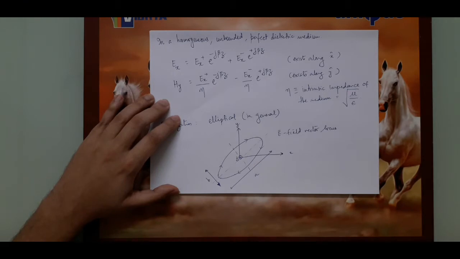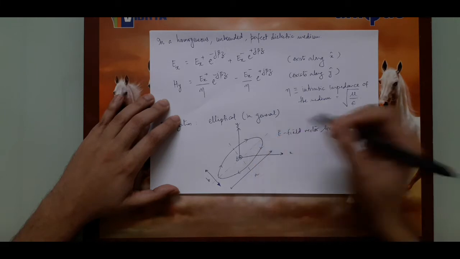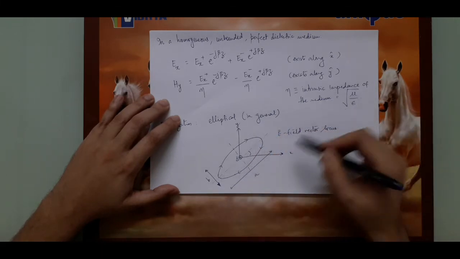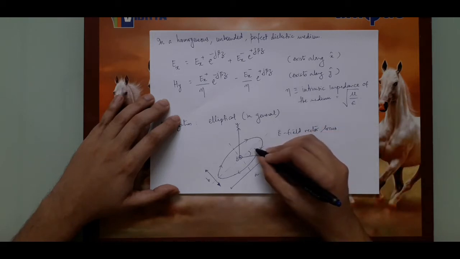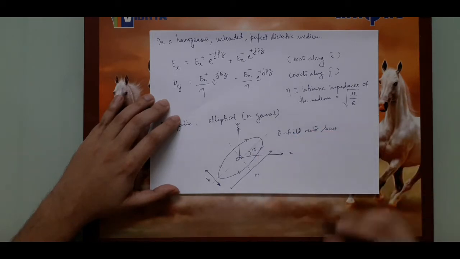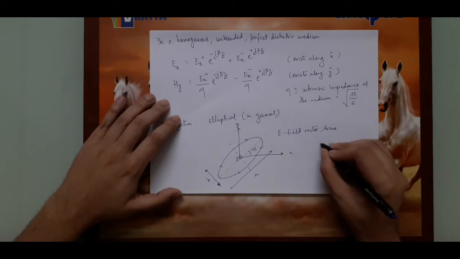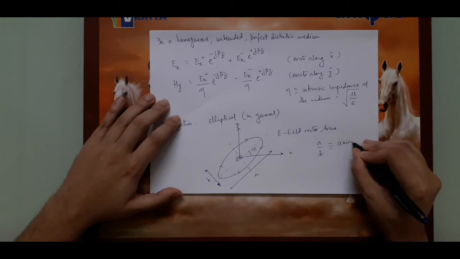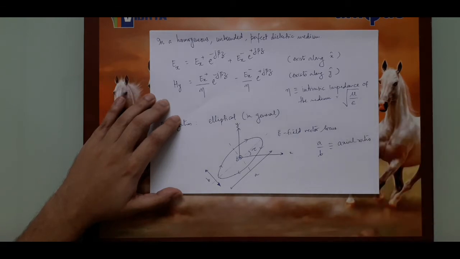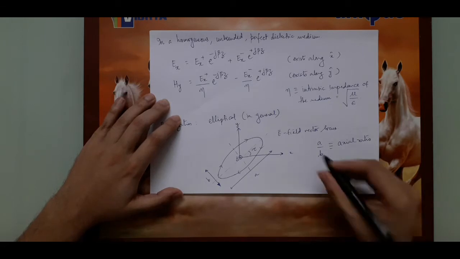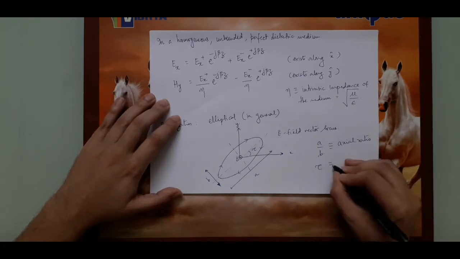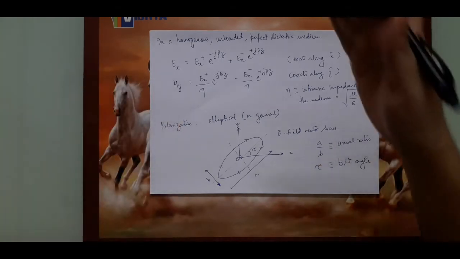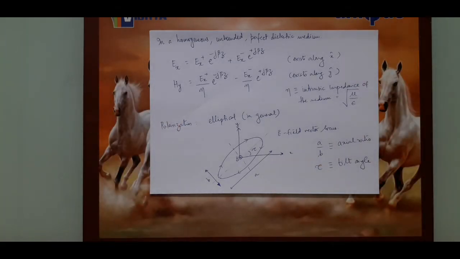Now we define that the angle which the major axis makes with the x-axis, we can call that some angle, let's say tau, where the ratio A by B is essentially called the axial ratio of the ellipse, and the angle tau is called the tilt angle, how much the ellipse is tilted with respect to the x-axis.